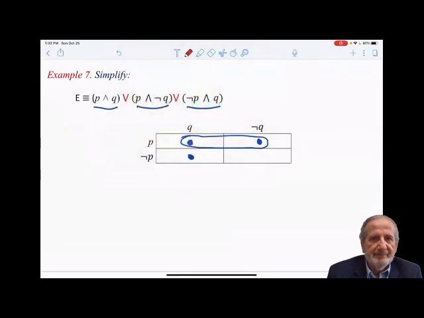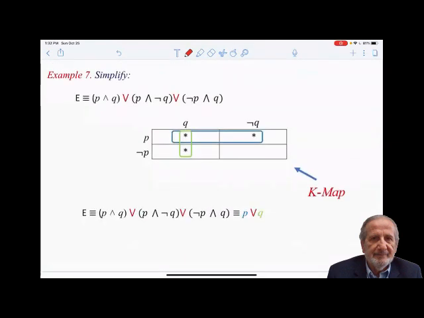Now, to reduce this term here, you have to take it with this. So it's more like this term was used twice, once here and once here. And here is a nicer picture of it. So the green will produce Q because P and not P cancel, and the blue will produce P. So the answer will be P or Q.